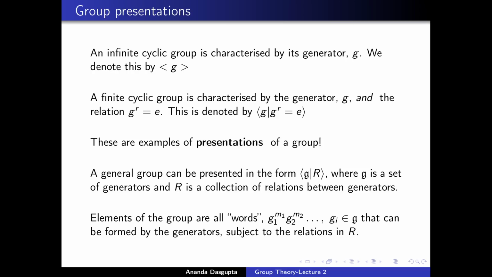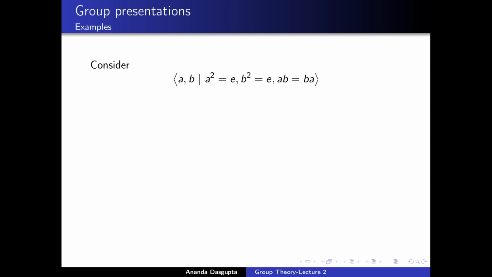So just as an example, we are going to take a look at this particular presentation, where we are talking about a group which is generated by two elements, A and B, and then we have a bunch of relationships between these elements. The relationships that have been listed are A square is the identity, B square is the identity, and AB equals BA.